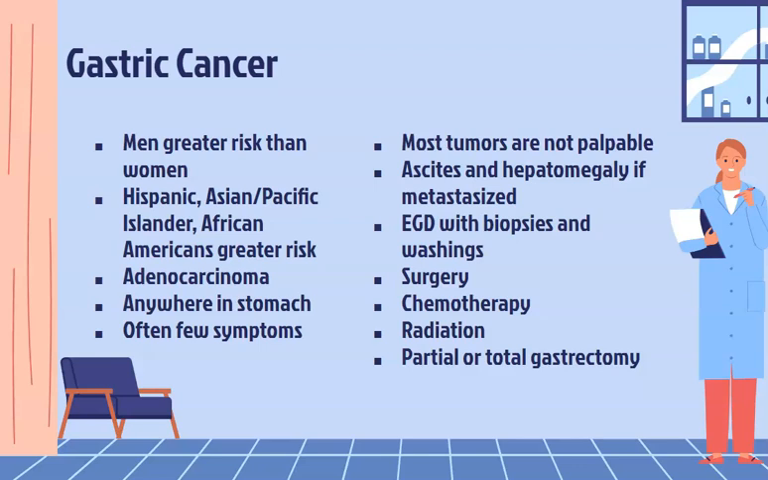EGD is going to be your standard diagnostic, so they can take some biopsies, determine if it's malignant or benign, and then surgery to remove if that is an option, chemotherapy, radiation. There also could be the need for a partial or total gastrectomy depending on the severity of the cancer and the client's response to treatment.